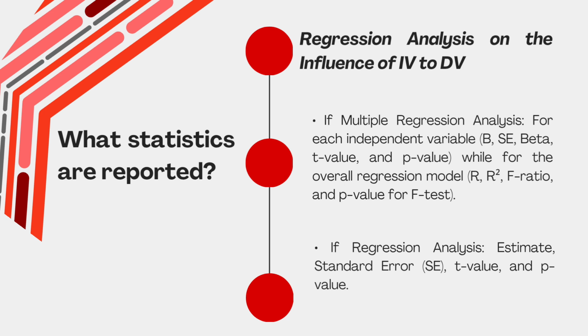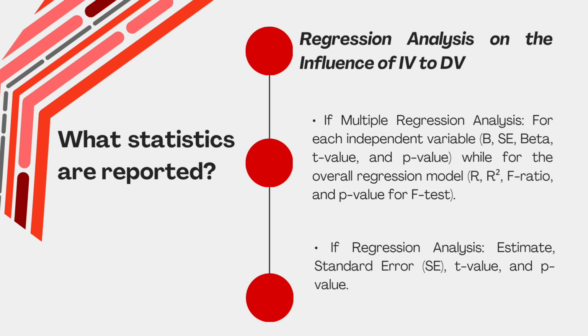Third is F ratio or ANOVA for regression, a test statistic that compares a model with no predictors to the model with predictors to see if the model is a good fit. The purpose of this is to test if the overall regression model significantly predicts the dependent variable. Lastly, p-value for f-test, the probability that the F ratio happened by chance if the model has no true effect. The purpose of this is to determine if the regression model as a whole is statistically significant.